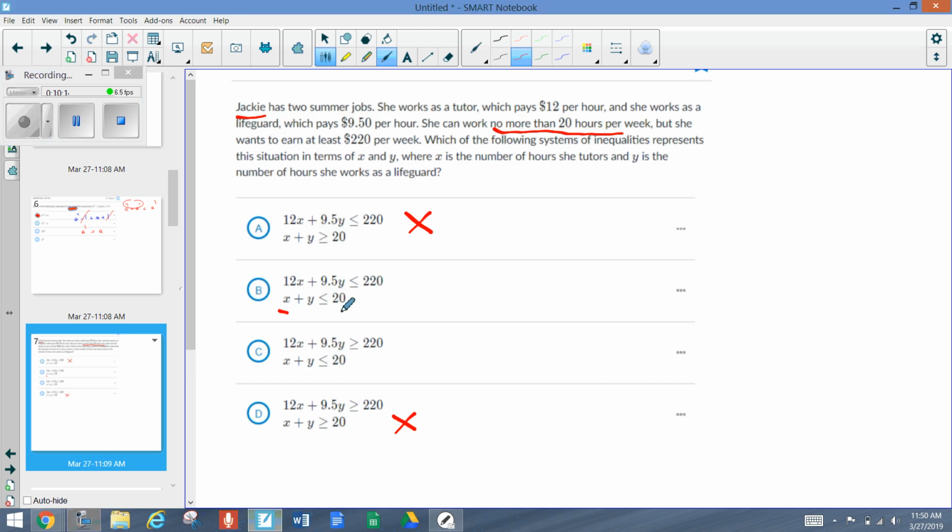It must be less than 20 hours. So I can cross out A and D. Okay. And in another sentence, she wants to earn at least 220. That means she's supposed to earn more than 220, right? More than 220. This is less than 220. This is less than 220. We're looking for more than 220. So I think actually it's a nice and easy question, I believe. I don't know. What do you guys think? Yeah.